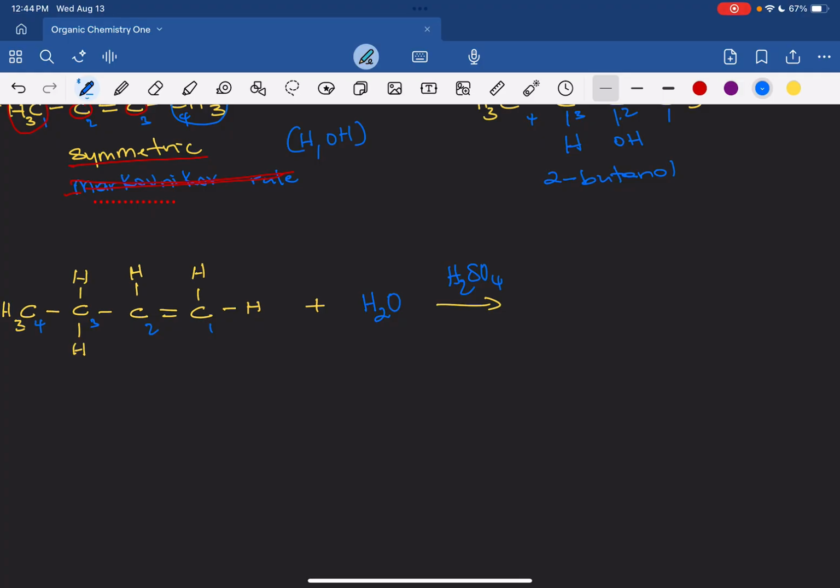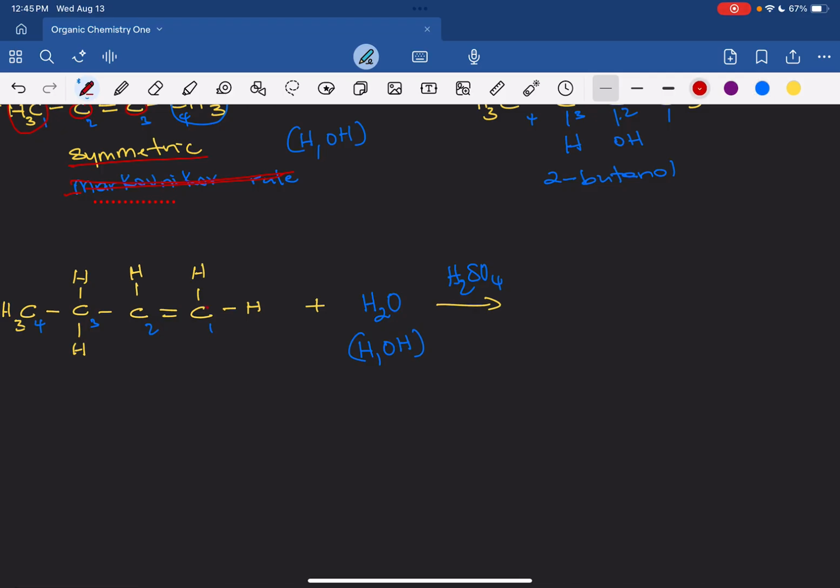Now, let's look at this. We have an alkene, okay? We're adding water in the presence of sulfuric acid. So we're adding a hydrogen and a hydroxyl group. This is water, H2O, 2 hydrogens, 1 oxygen. Now, let us look at our alkene to see if we need to be concerned about Mr. Markovnikov.